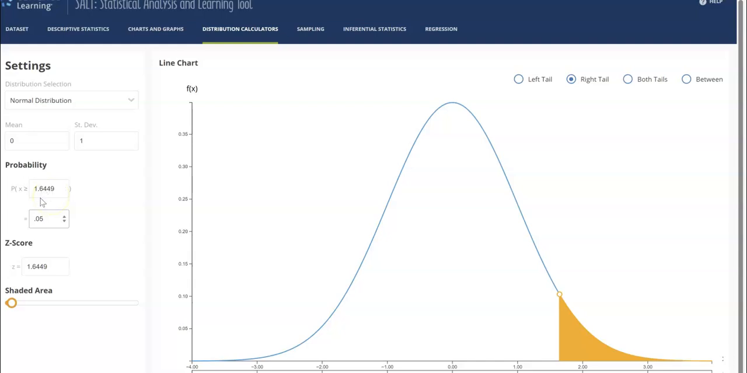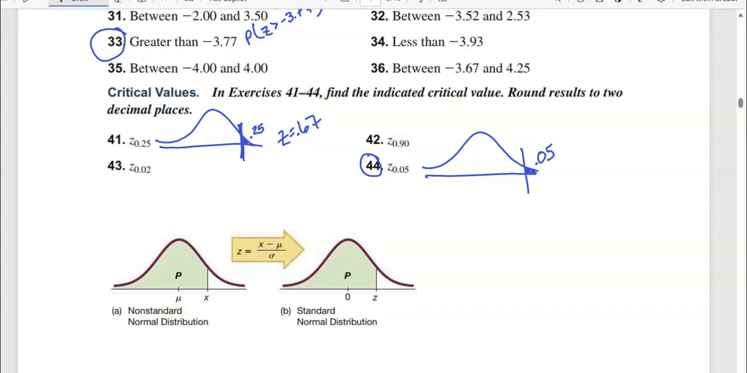This is the only one I've ever seen that tends to get rounded to 3 decimal places. And that's just because it comes up a lot. There's a lot of times you want to be 95% confident, which would leave 5% in the tail. And we'll talk more about that when we talk about confidence intervals and stuff. So I am going to round that one to 3 decimal places, 1.645.